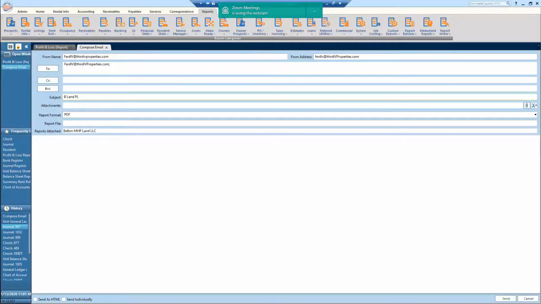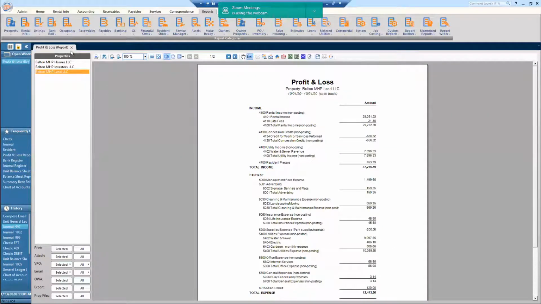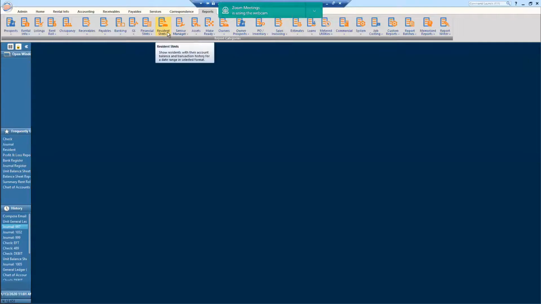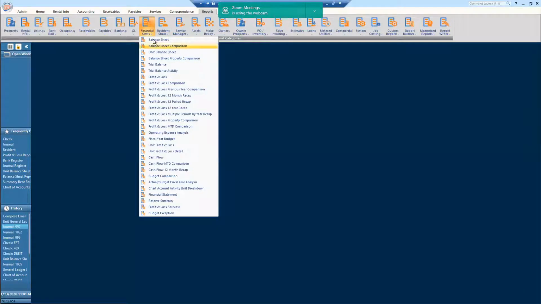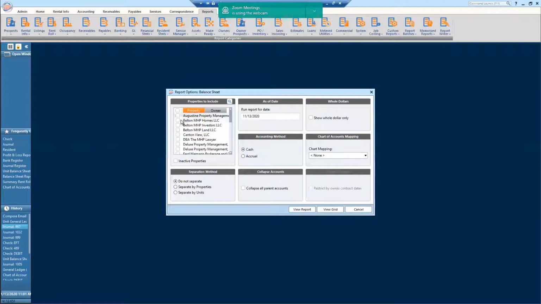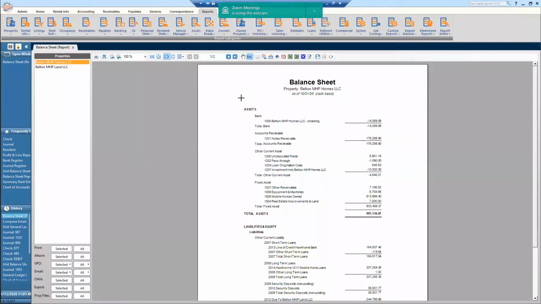I'll show you a couple more functionalities. I'm going to exit out of that. And I want to do a balance sheet. You just saw the unit balance sheet. I'm going to do the balance sheet. I'm not going to do investors because this has people's names on it who are my investors, some of whom may want to be nameless. So we'll just do Belton Land and Belton Homes for the viewing, unless you guys all close your eyes.